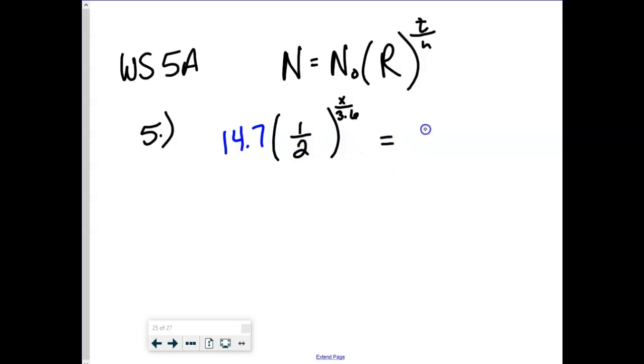They want you to figure out when this comes out equal to 4. So now that you guys just sat through 2 days of equation solving, you can solve this algebraically, right? You can divide both sides by 14.7, and then you can apply a logarithm to both sides.